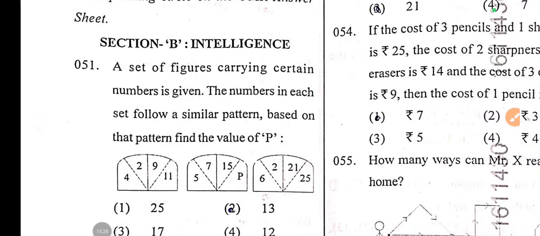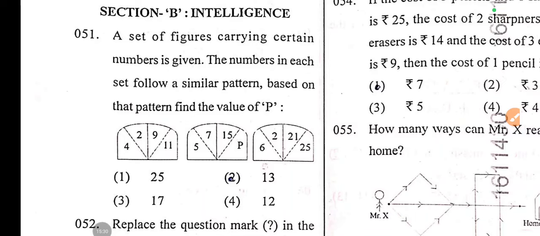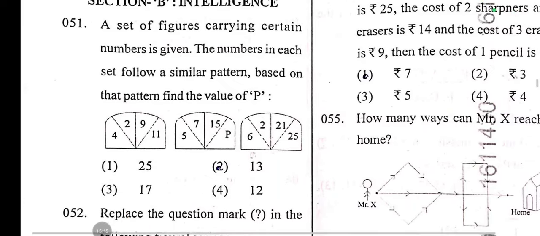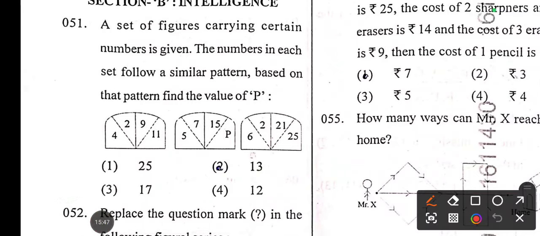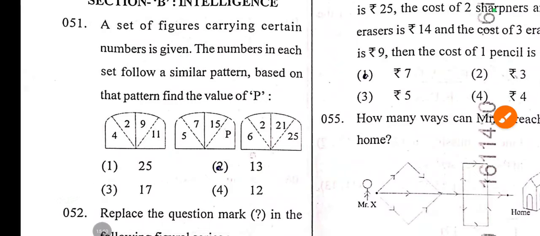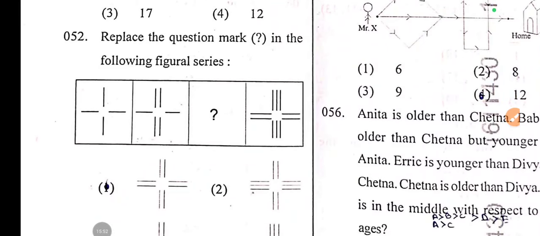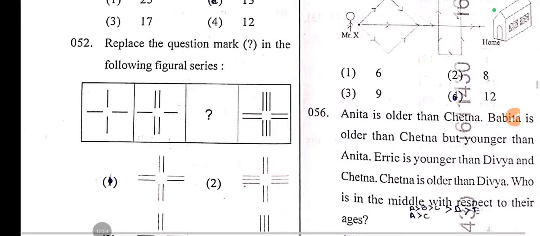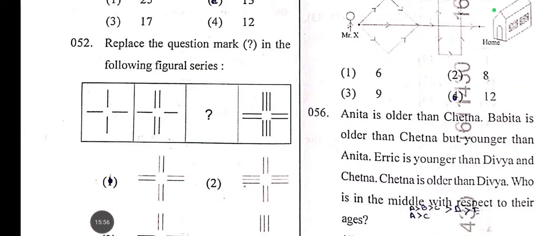Section B, Intelligence. Question number 51. A set of figures carrying certain numbers is given. The numbers in each set follows a similar pattern. Based on that pattern, find the value of P. Answer option 3, 17. Question number 52. Replace the question mark in the following figural series. Answer option 1.